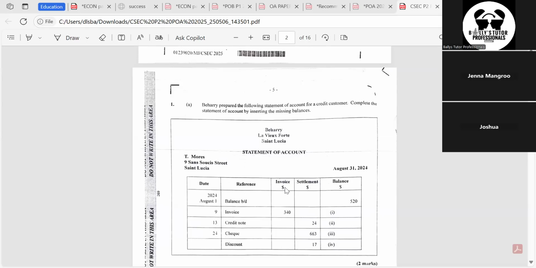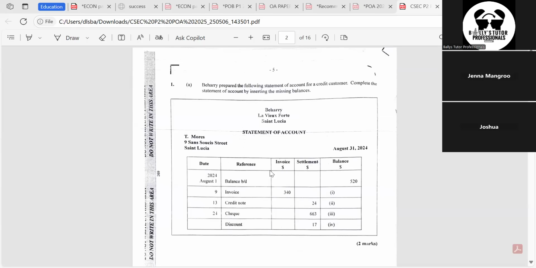So it means you'll have to make sure you know how to prepare all the different source documents, because you never know what could come, right? Yes, sir. So they had this statement of account and you had to complete your balance account. If your balance is 520, invoices would increase the balance. The balance is how much the person is owing. So any invoices will be extra purchases that the person made, which will increase how much they owe. And any payments they made would decrease how much they owe. A credit note is them returning goods, so they no longer owe that. And a discount also reduces how much they owe.